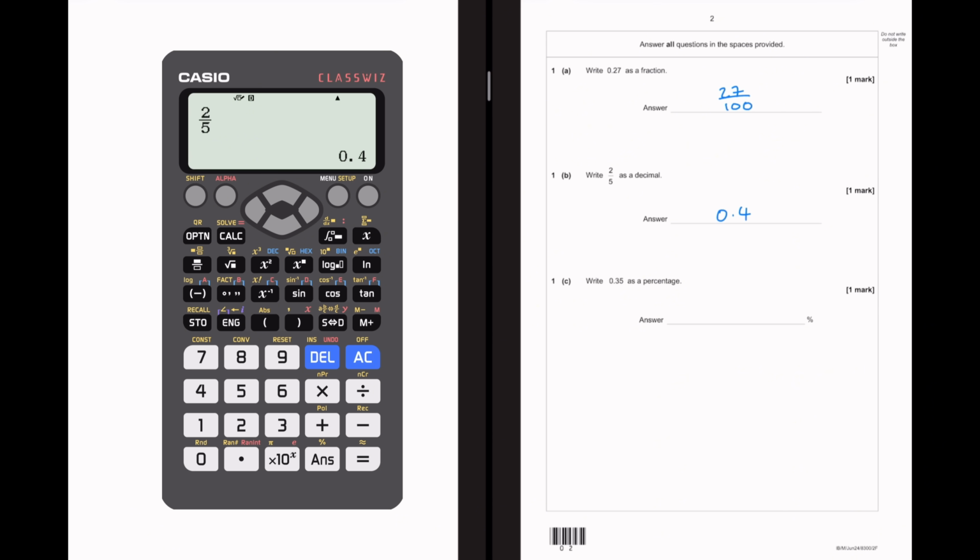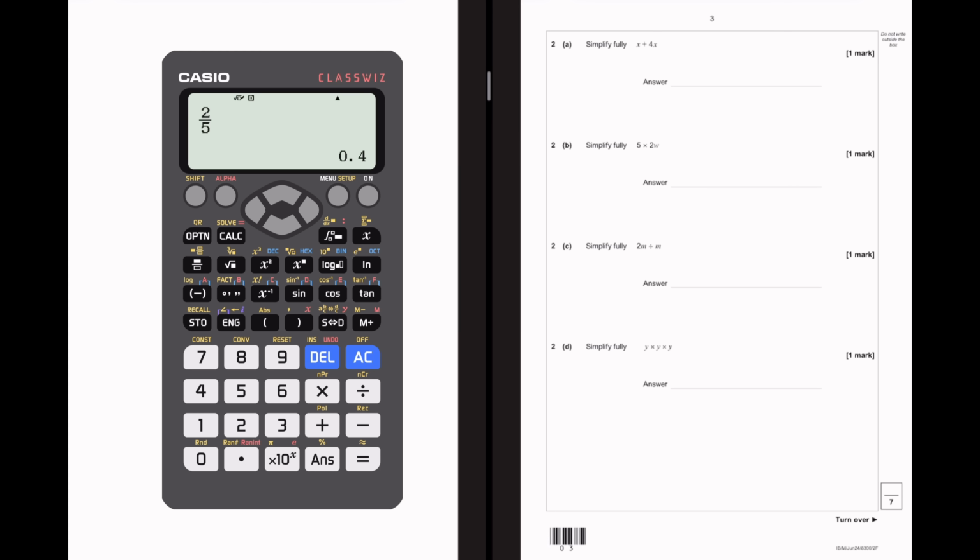So the way I convert a decimal to a percentage is just multiply the decimal by 100. So if we've got 0.35 and we times this by 100, we're going to move the decimal point 2 units to the right. So 1, 2, to get 35%.